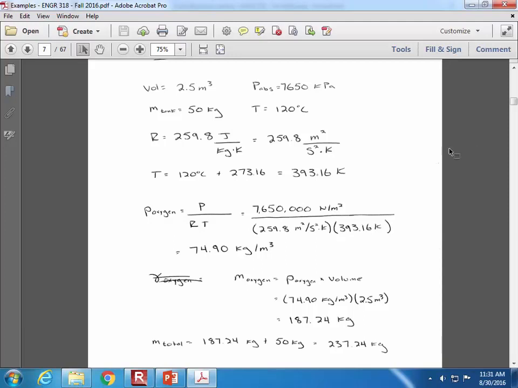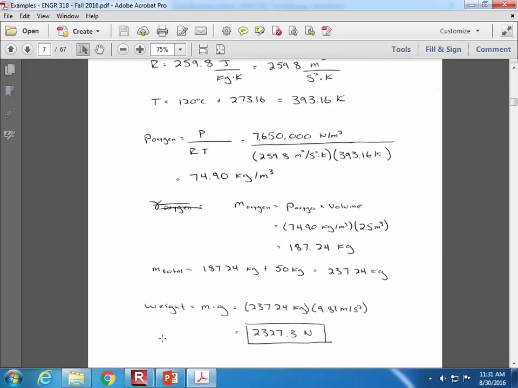But that's just the mass of the oxygen. We want to know the total mass, which includes the metal that the tank is made out of. So we have to add 50 to that, and then to get from kilograms into newtons, which is the measure of its weight, you simply multiply by g.